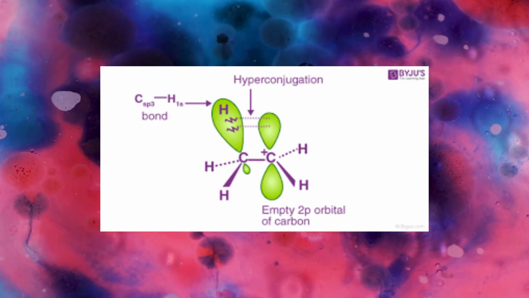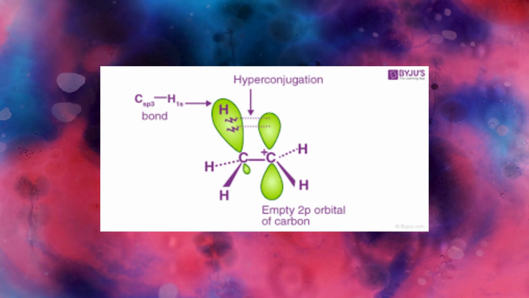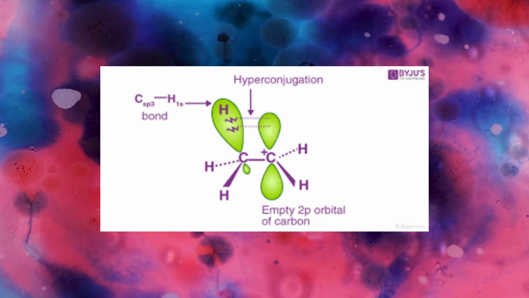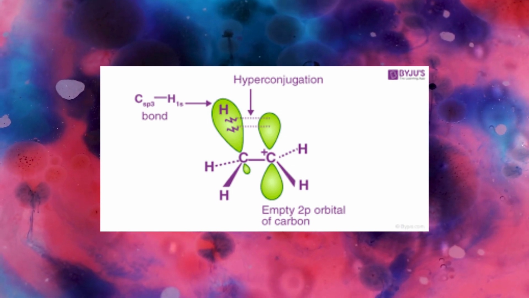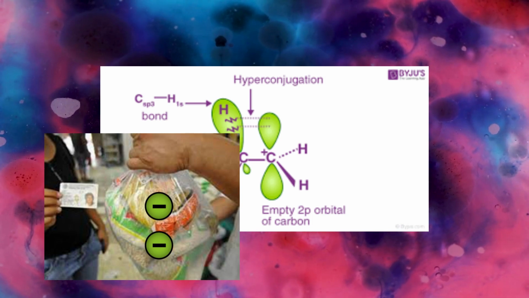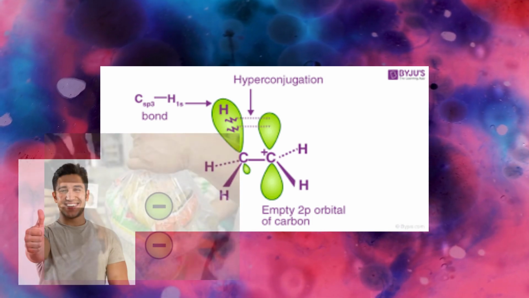Hyperconjugation is also a way in which carbocations can be more stable. This effect occurs when there is an interaction between an empty p orbital of the positively charged carbon atom and the sigma bonding or anti-bonding orbitals of the adjacent carbon-carbon or carbon-hydrogen bond. This interaction allows the electron from these bonds to be donated into the empty p orbital, delocalizing the positive charge and generating stability.